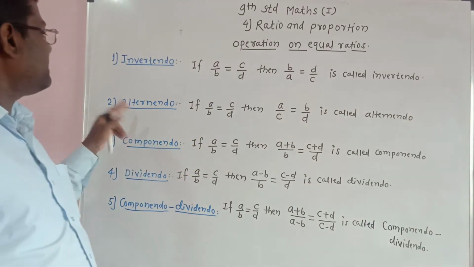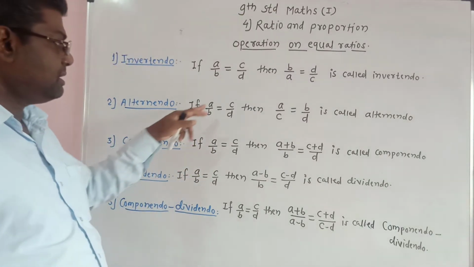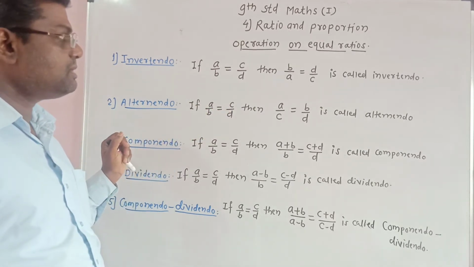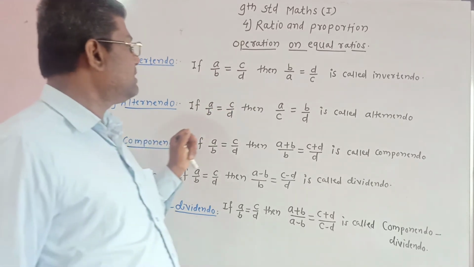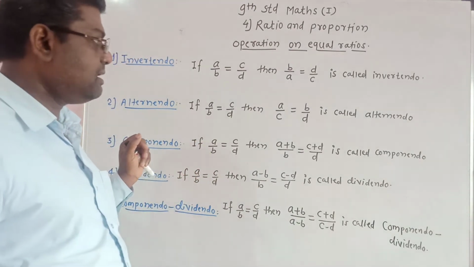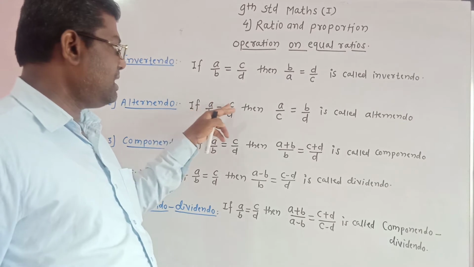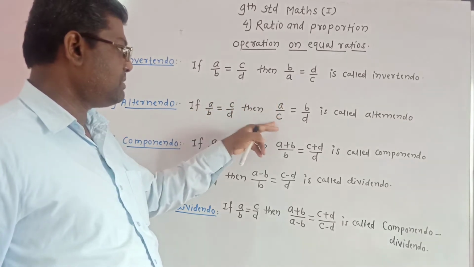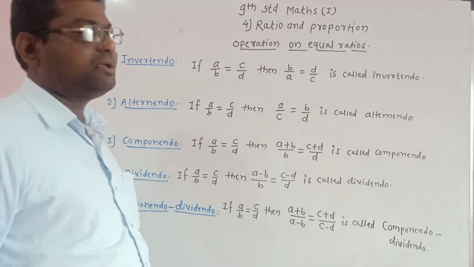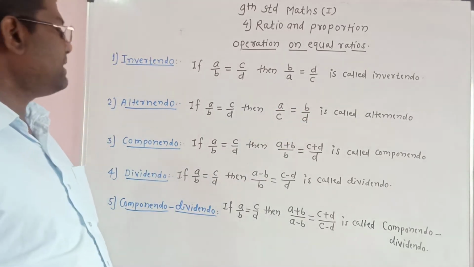Now second is alternando. If A upon B is equal to C upon D are two ratios, then the ratio of their numerators is equal to the ratio of their denominators. That is, A upon C is equal to B upon D is called alternando.